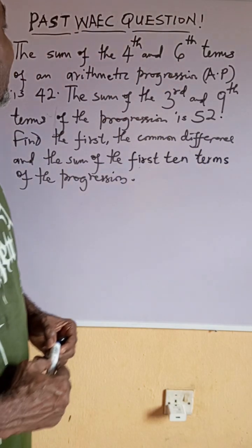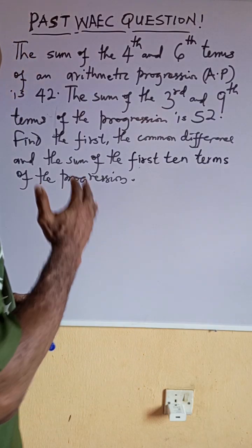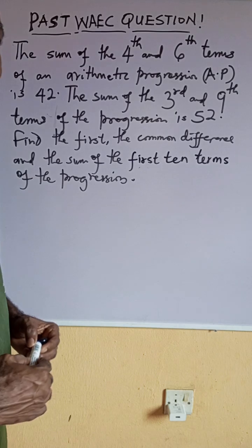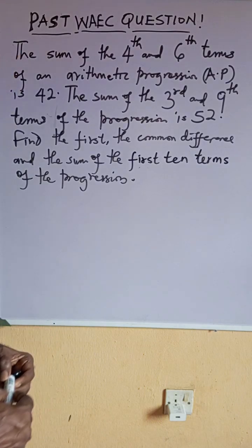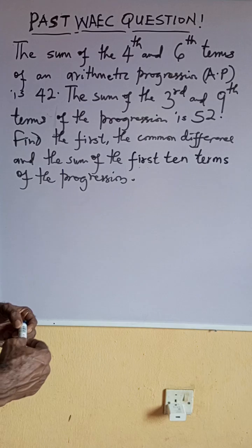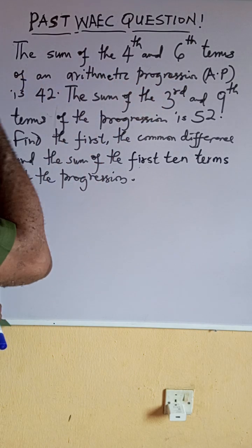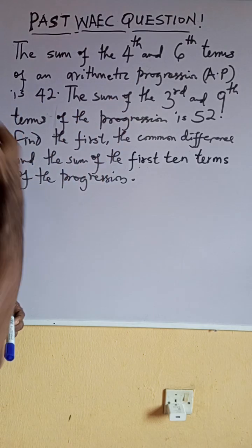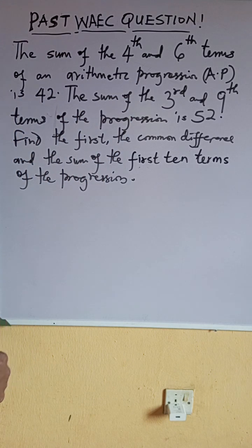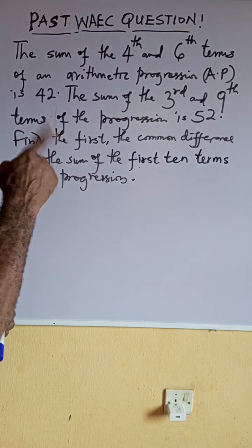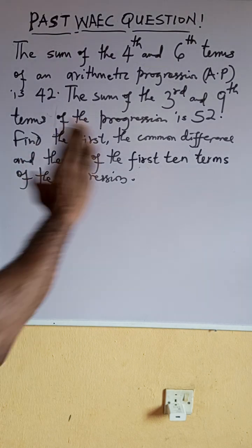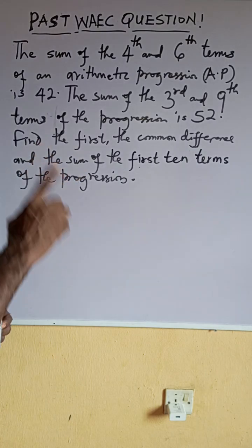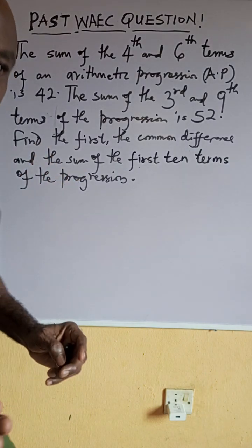Today, we shall be discussing arithmetic progression. This is, of course, a question from a past WAEC exam. The question reads: the sum of the fourth and sixth terms of an arithmetic progression, AP, is 42. The sum of the third and the ninth terms of the progression is 52. Find the first term, the common difference, and the sum of the first 10 terms of the progression.